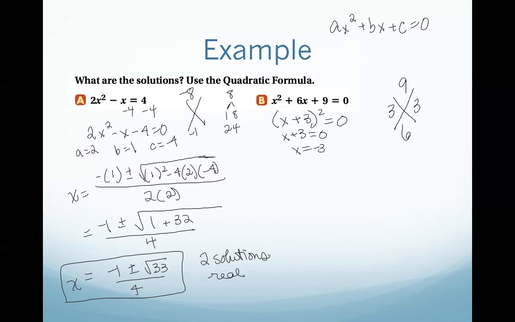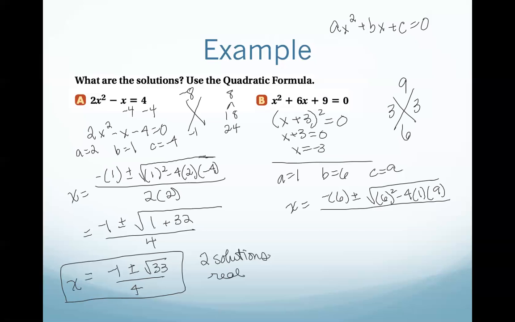Okay, let's try it using the quadratic formula to make sure we get the same answer. A is 1, B is 6, C is 9. x is equal to -b plus or minus the square root of b squared minus 4ac all over 2a. So we have -6 plus or minus the square root of 36. 4 times 9 is also 36, divided by 2.